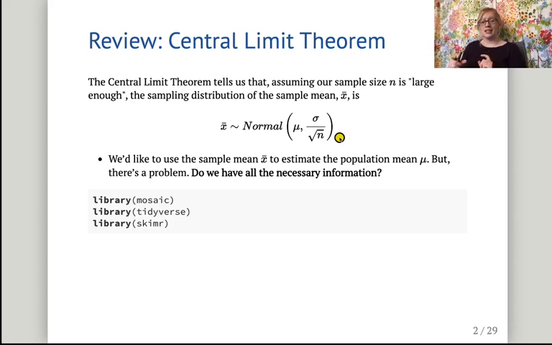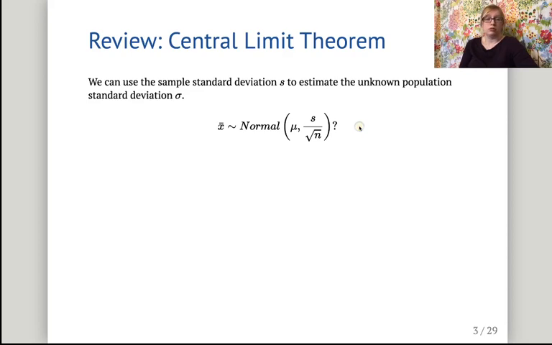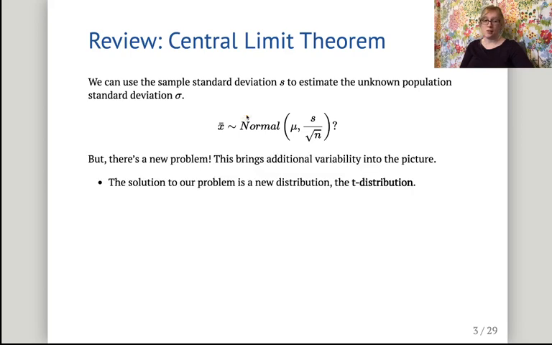So let's dig into estimating that population mean mu. There's a problem with the derivation that we've got here. If we would like to estimate the population mean mu, we unfortunately don't have all the information. We don't actually have the standard deviation sigma. So what do we do? Well, one option would be to replace that population standard deviation sigma with the sample standard deviation s. The problem here is that once we do that, this isn't normally distributed anymore.